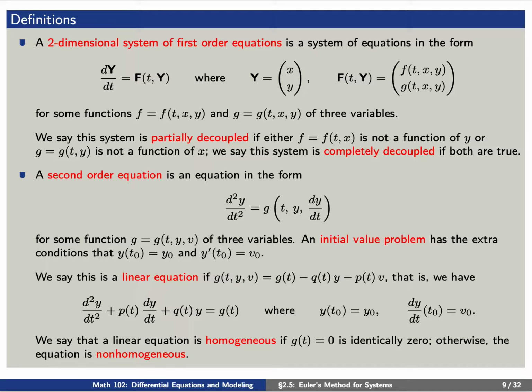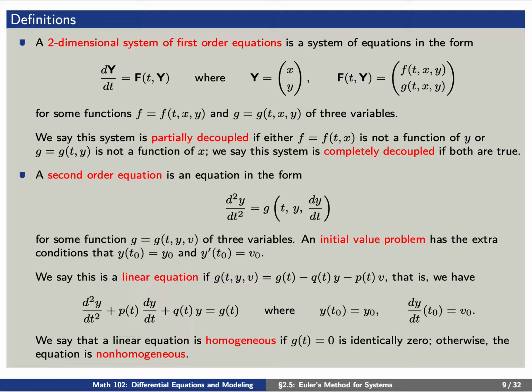We also define the idea of a second-order differential equation. This is an equation of the form d squared y dt squared equals g of t, y, and dy/dt, where g is a function of three variables, t, y, and v. We say that we have an initial value problem if we have the extra two conditions, y of t0 equals y0, and y prime of t0 equals v0.